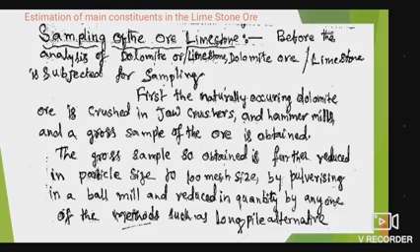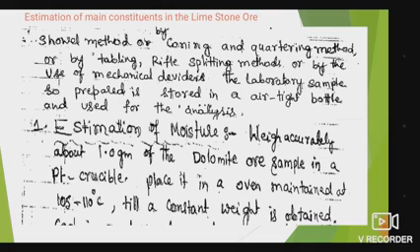Then the gross sample so obtained is further reduced in particle size to 100 mesh by pulverizing in a ball mill, and reduced in quantity by any one of the methods such as the long pile alternate shovel method, coning and quartering method, tabling, riffle splitting, or by the use of mechanical dividers. The laboratory sample so prepared is stored in an airtight bottle and used for the analysis. So this is the sampling of the ore.